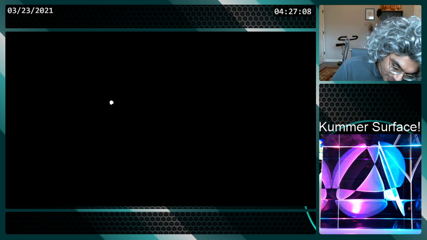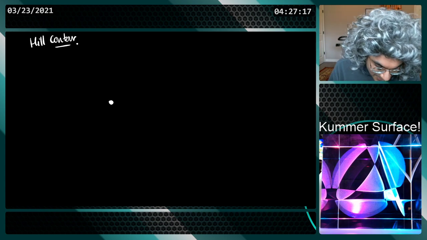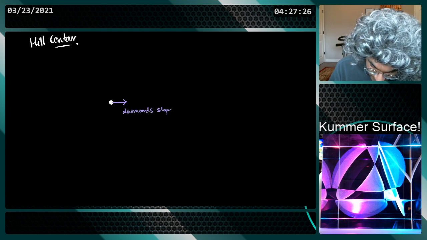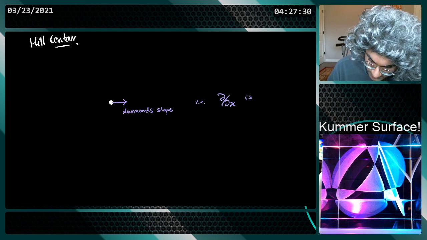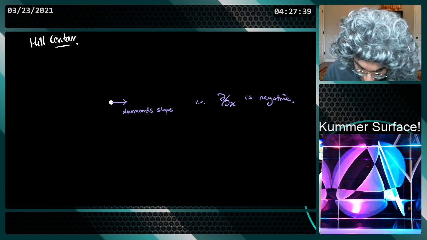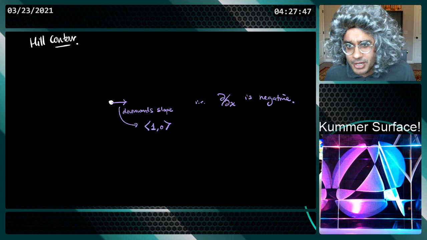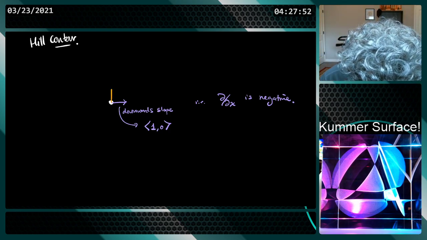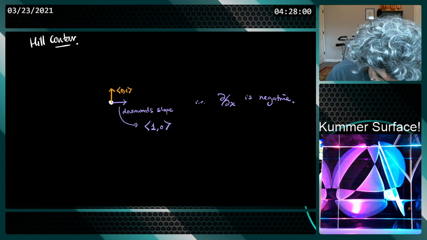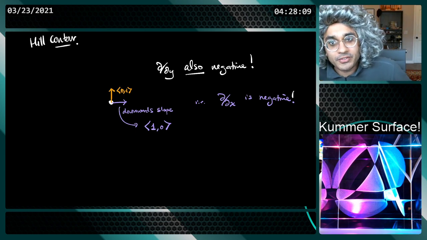Suppose you're here on the hill, and suppose you know that your x partial is negative. You've noticed that if you step in the 1, 0 direction, your elevation is going down. I just want to write this direction down for you. This is 1, 0. And then you calculated, hey, let me go upwards in the y direction, and you calculated, wow, I'm still going downwards. You got two negative numbers, okay?